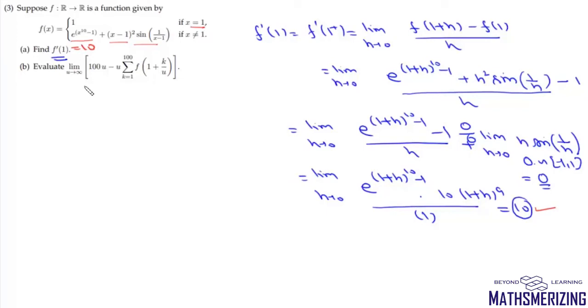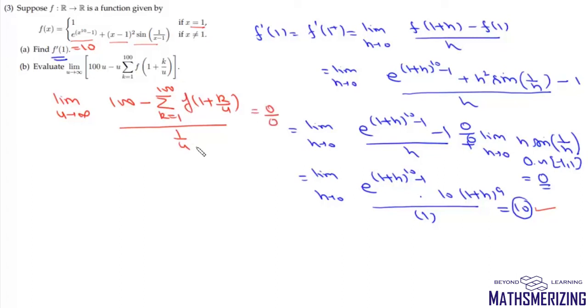Now we need to solve this limit, which is limit u tends to infinite of 100u minus u times the summation k varies from 1 to 100 of f(1 plus k upon u). So we can write this as limit u tends to infinite of (100 minus the summation k varies from 1 to 100 of f(1 plus k upon u)) upon (1 upon u). Now we'll put u as infinite. It will be f(1) and f(1) is 1, so 1 plus 1 plus 1, 100 times. So it will be 0, and then 1 upon infinite is also 0.